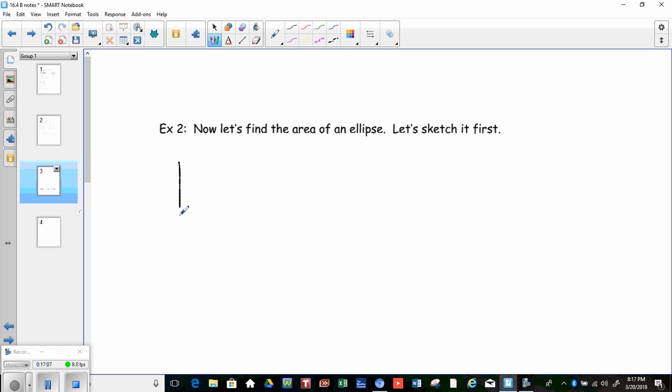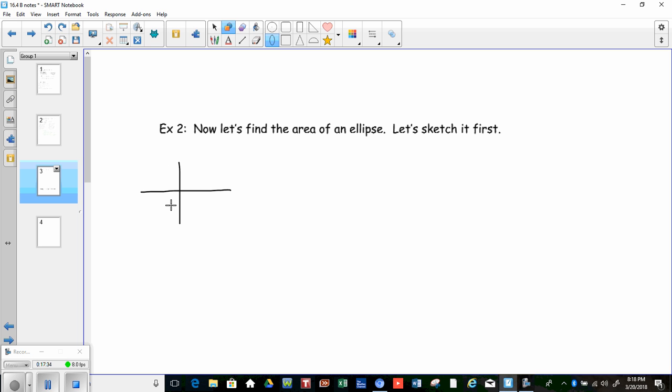Let's see. Sketching the ellipse. I wonder if I have an ellipse in my shapes here. I do. Look at that. Let's see how it works. Do I put it here and then start, or what do I do? Nope. Let's get rid of that. No, I kind of see how it works there.